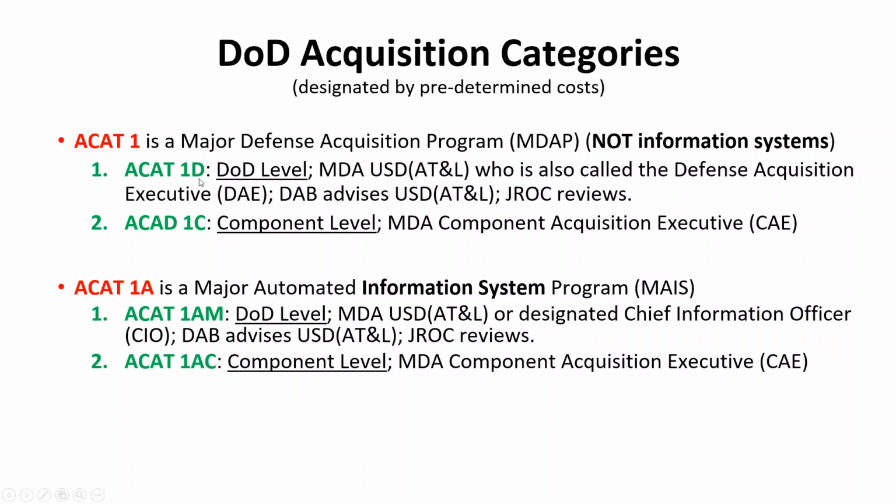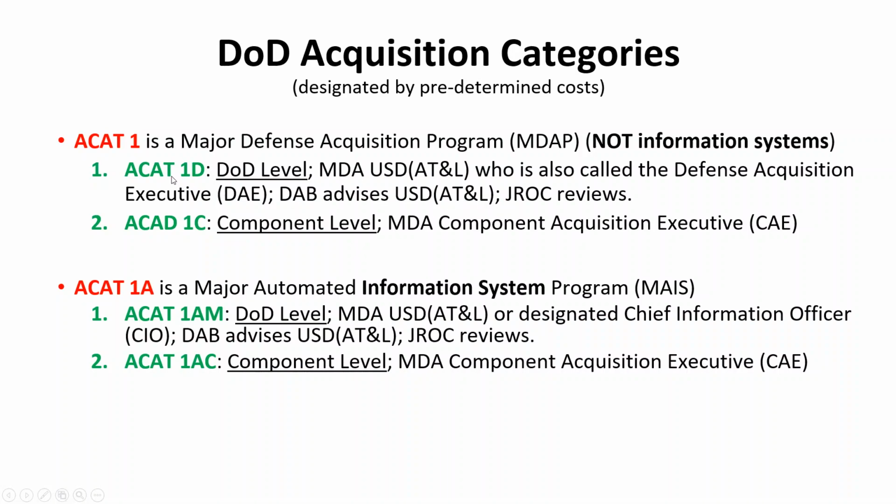If it's an acquisition category 1 Delta, the D behind it tells you it's a DoD level program. The milestone decision authority, the top senior acquisition person at the DoD, is the USD AT&L. This is the same person who is the chairman of the Defense Acquisition Board, so he's also called the Defense Acquisition Executive and the Defense Acquisition Board Chairman. These are different titles used.